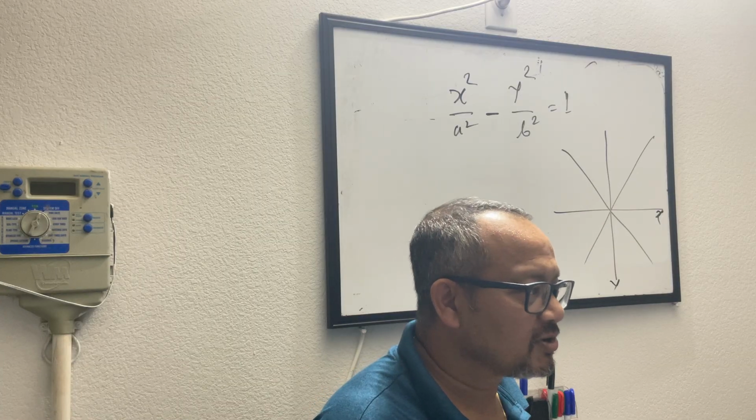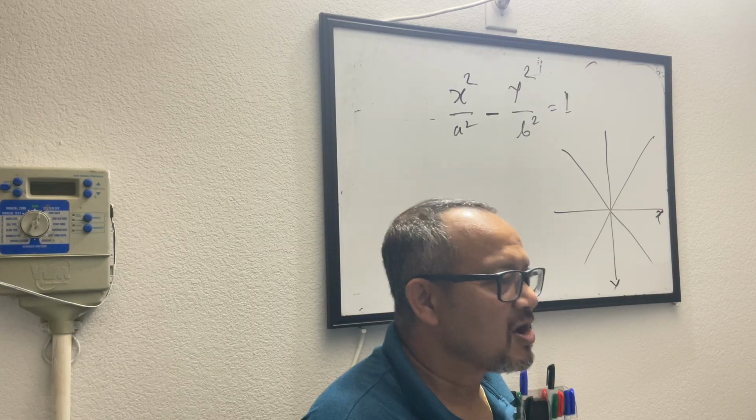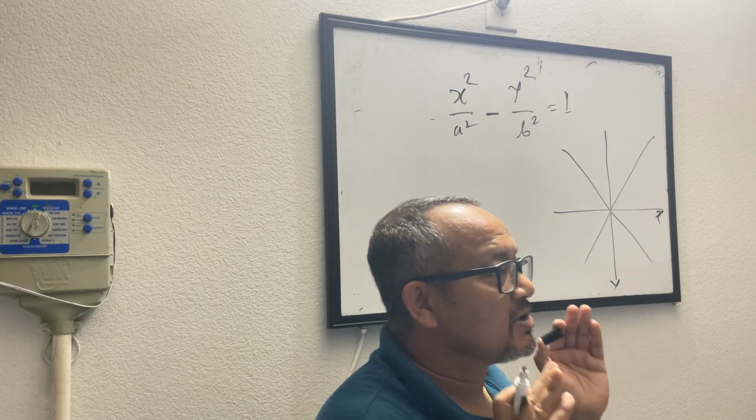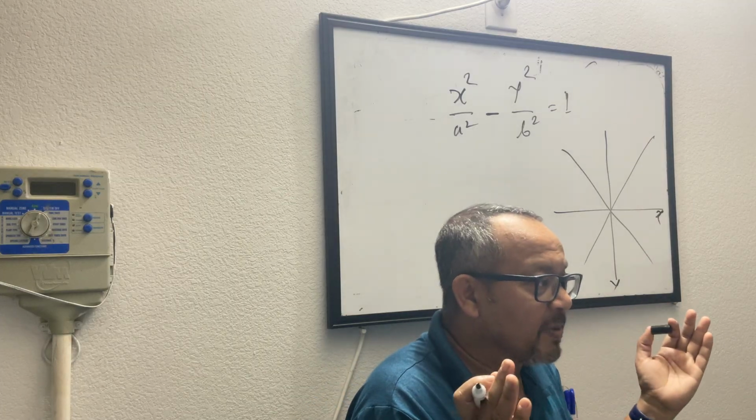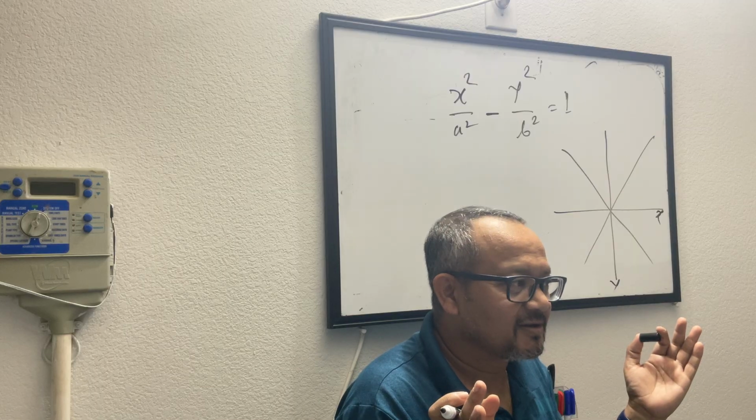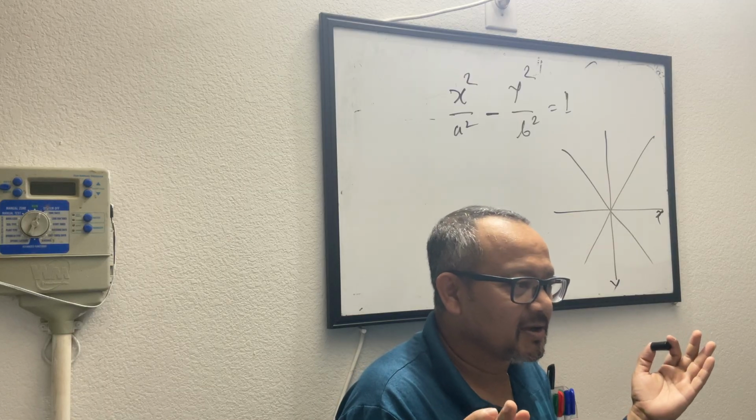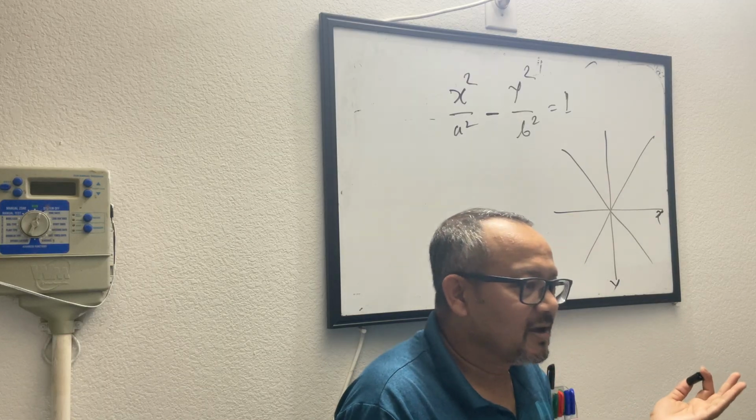Something called asymptote. Yeah? What is asymptote? Asymptote is more like a boundary. I hope I'm pronouncing it right. What do you call it? Asymptote? Okay. It's the same thing. Okay.